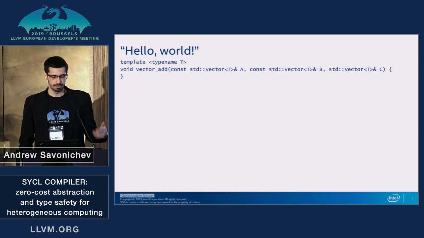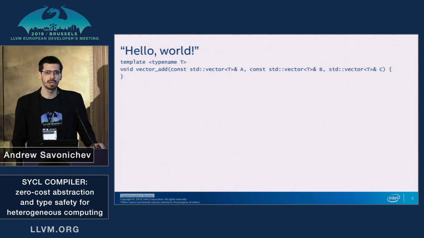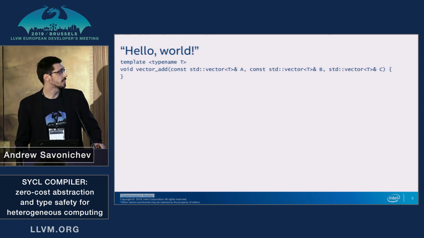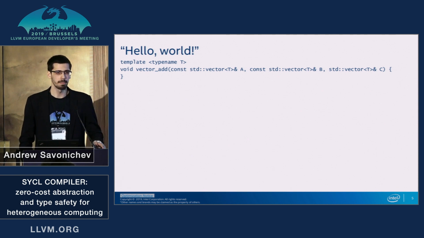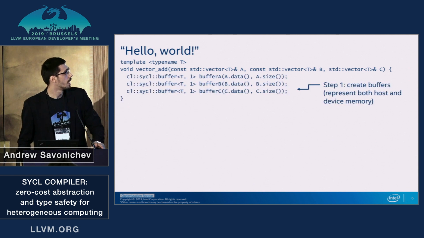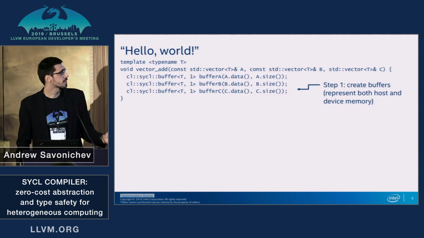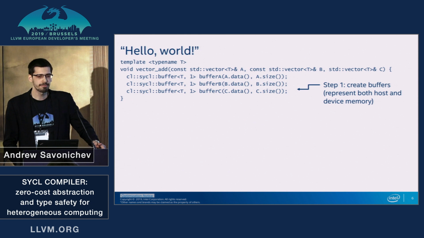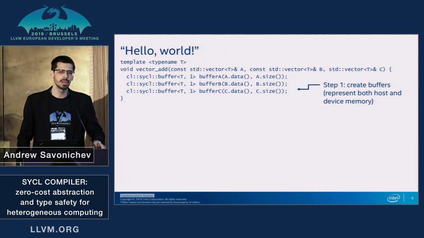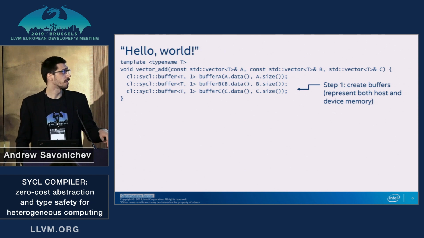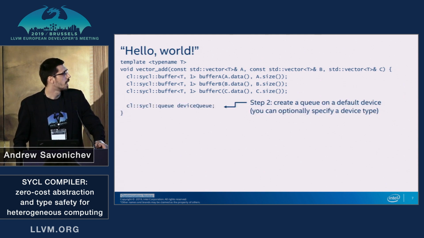So in order to use SYCL, we first want to let the SYCL runtime know about our memory on the host. So we create SYCL buffers, and these buffers will represent our memory on both host and device. So this is kind of a single buffer that represents both host and device.